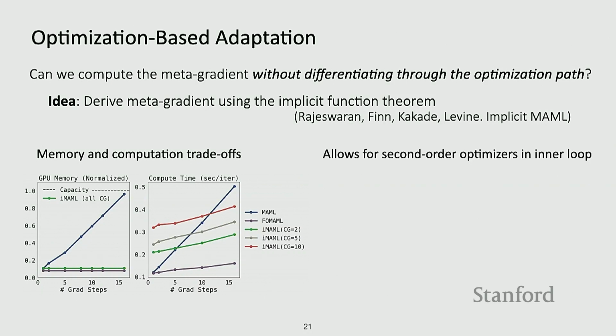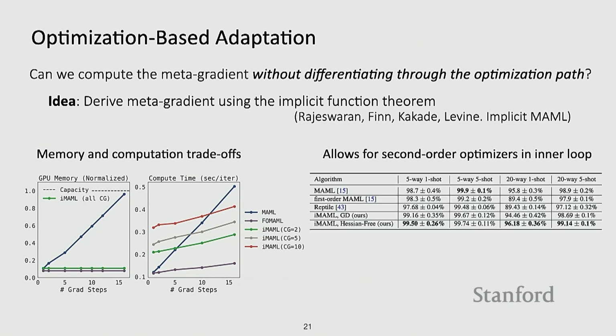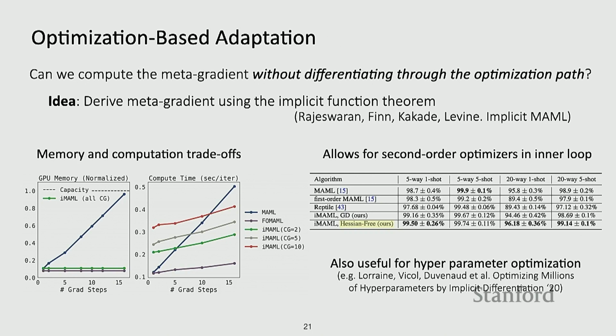The other thing that's cool about this is it also allows you to use second order optimizers in the inner loop, because you don't actually have to do a second order optimization for the entire thing. And so it allows you to get better performance in some cases by leveraging those second order optimizers. And the implicit function theorem is also useful for hyperparameter optimization. There's a pretty cool paper that essentially optimizes for data augmentation procedures using ideas like the implicit function theorem.